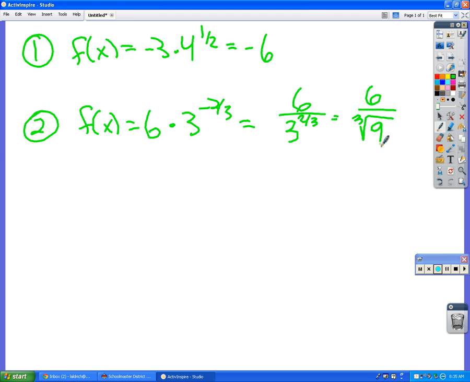I would accept either this answer here or this answer here. But I would not accept 2.8 or whatever, because it says exact value.